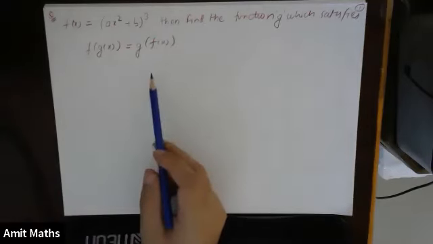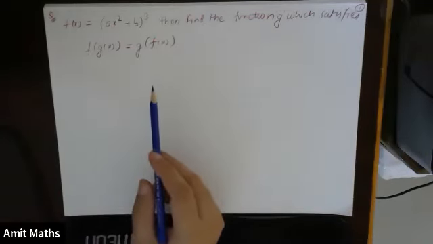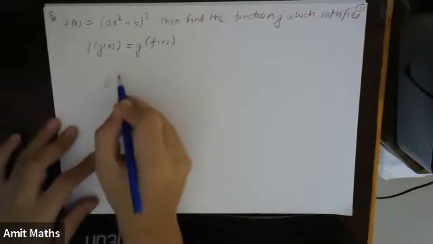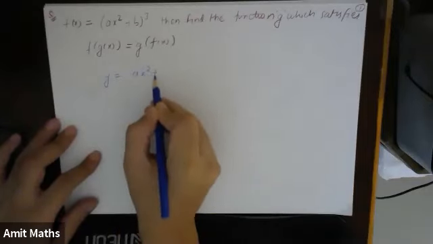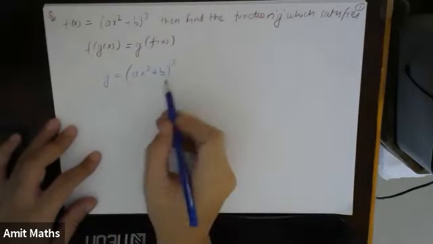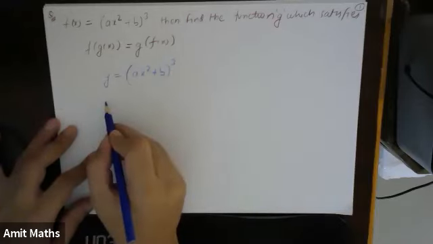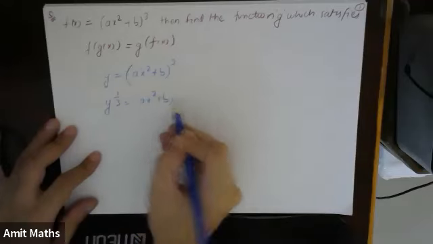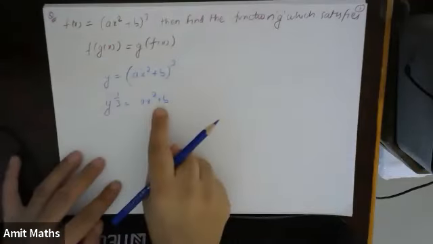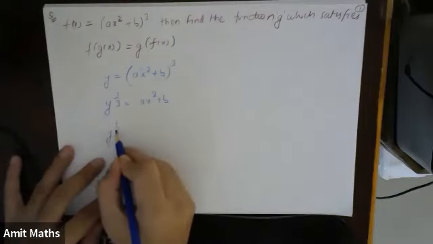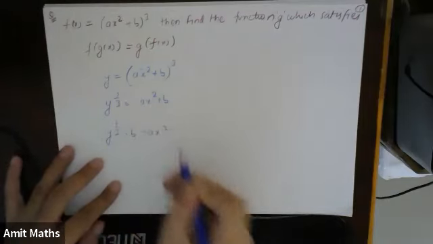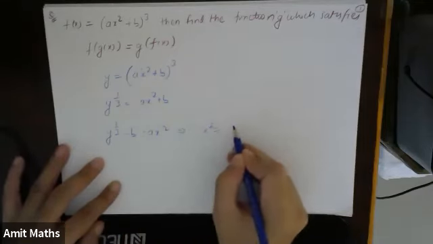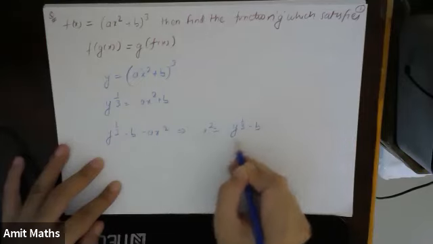Okay, so what we have to do is find the inverse of the function. The method to find the inverse of a function is simple. We'll take y is equal to (ax square plus b) whole cube. Then I'll take the cube root of y, so this will be y to the power 1 by 3 is equal to ax square plus b. If I take b to this side, this will be y to the power 1 by 3 minus b is equal to ax square. If I divide by a, this will become x square is equal to (y to the power 1 by 3 minus b) by a.